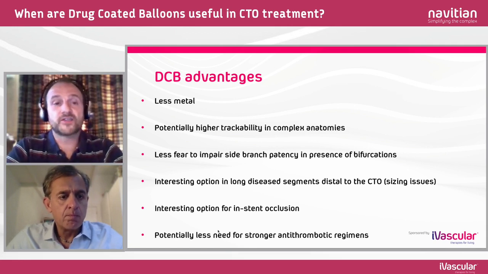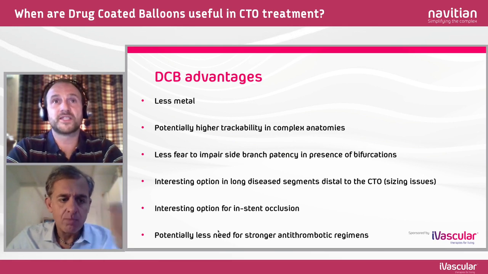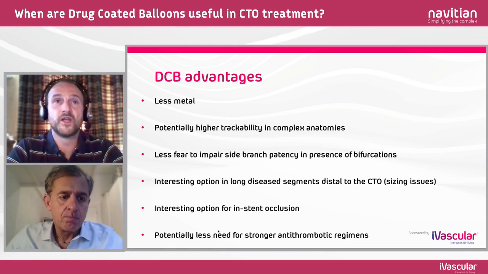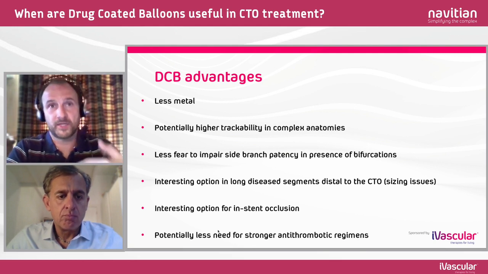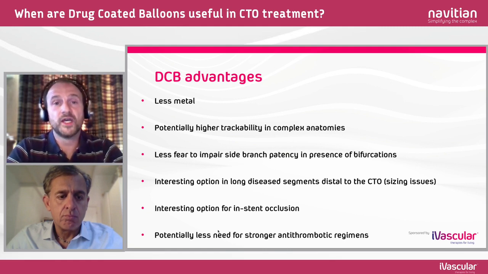It's definitely a very interesting option in those CTO where you have the CTO itself and very long disease segments downstream of the CTO, where there are two things that we don't like. First of all, we don't like to stent that long, and second thing is also a sizing issue, because we know that these vessels downstream of the CTO are underperfused, and when we put a stent there, we know that in the long term the stent can be largely undersized. So having a tool like a DCB that allows only to spread the drug and then let the vessel remodel and grow just by restoring the flow is a very interesting tool.